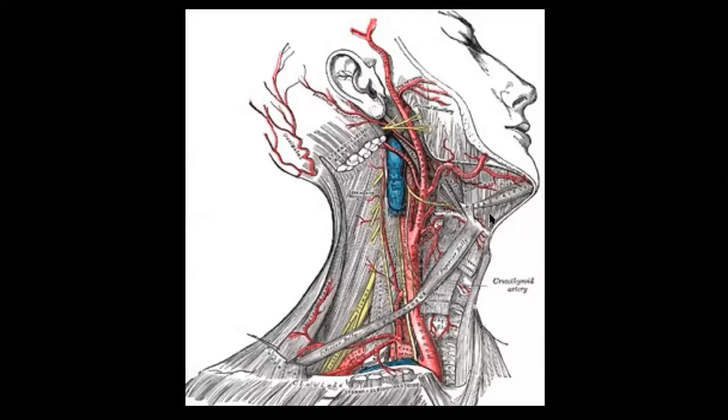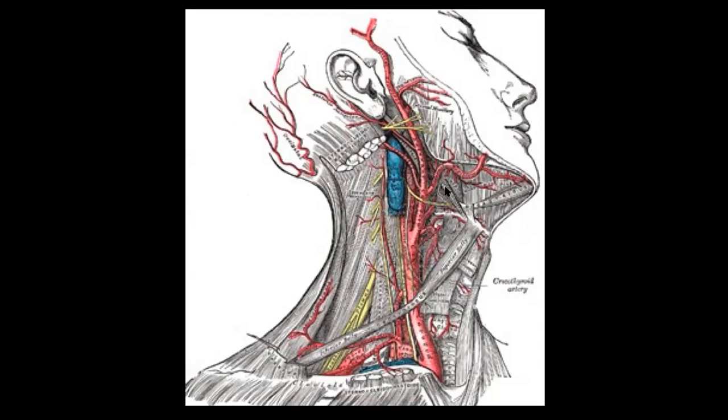Second branch, this one is going back to the hyoglossus muscle. See here, this is the submandibular triangle. So it goes behind this hyoglossus muscle and goes to the tongue. So this branch is called the lingual artery. Lingual refers to tongue. Lingual artery.